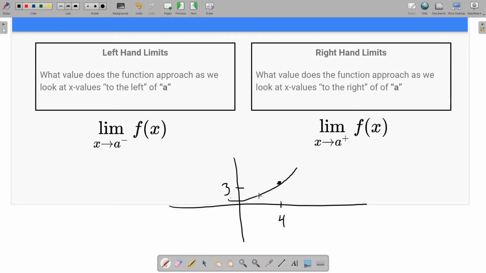the left of a means that I'm going to be looking to see what happens as I approach it from the left, as I get really close to whatever that number is. And the right hand means I'm going to be approaching it from the right and seeing what the value is. Now, in this case, the left and right hand are the same, which means they're going to have the same output, which means the limit itself exists.